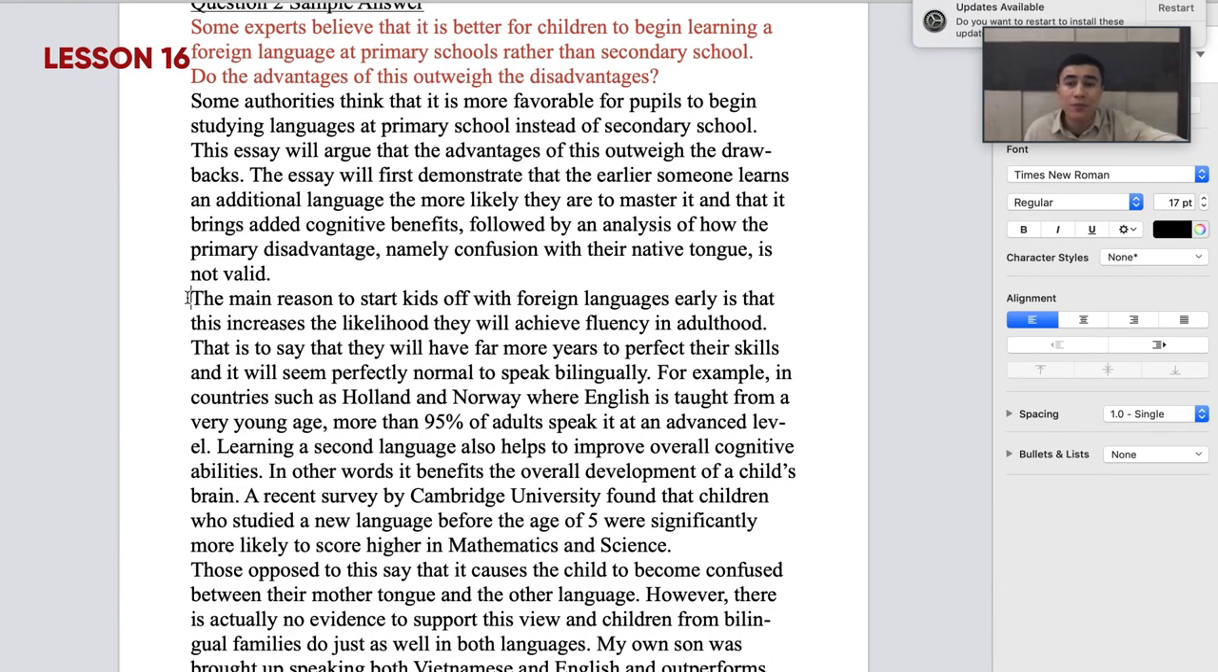Okay? Now, body paragraph number 2. We should start from a topic sentence, then explain it and exemplify. You remember this structure.